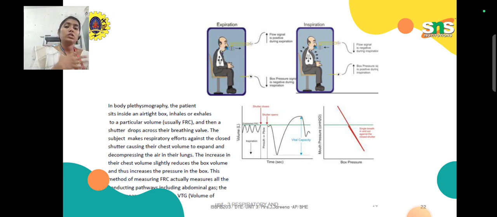In case of inspiration, your lung is expanded, so your lung volume is increased. Because of this lung volume increase, the box spacious volume will get decreased. Since the box spacious volume is decreased, the pressure of the box will get increased. That's why at the time of inspiration, the pressure wave goes to the positive side and your volume curve goes to the negative side. In this way you will come to know the residual volume. So this is all about body plethysmography.